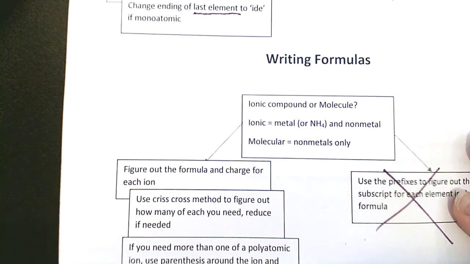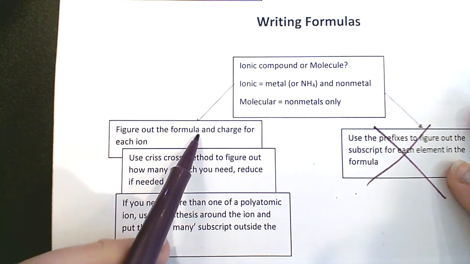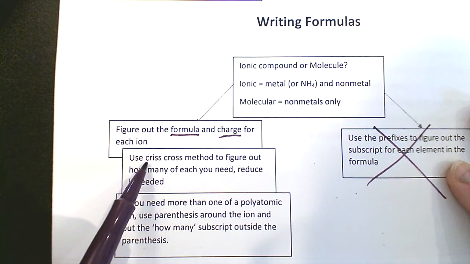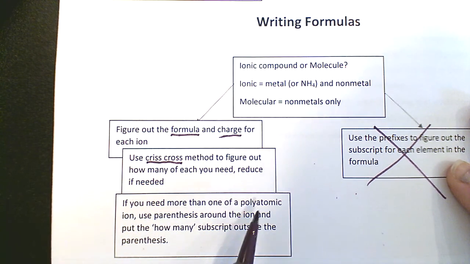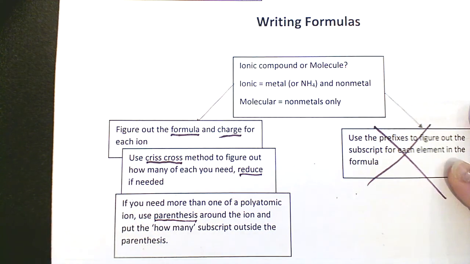And then we go to write formulas, figure out the formula and charge, and then we crisscross. Reduce if you have to. Use parentheses for polyatomic ions. Okay. I'm getting rid of the molecule naming and stuff just because we're not going to have time and I have other stuff that is taking priority. So as always, ask questions if you have them, and good luck.